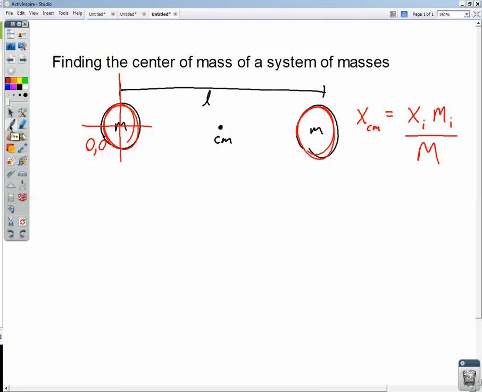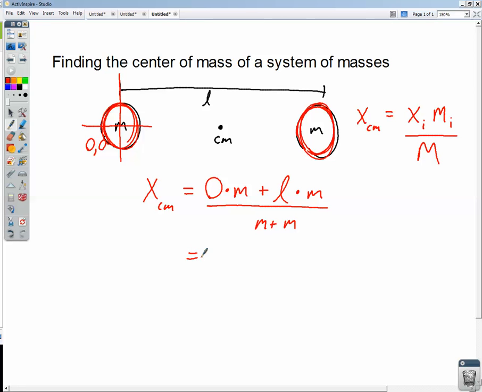So we're going to apply the equation. The x coordinate of the center of mass is equal to the first mass, that's this guy over here on the left-hand side. His mass is m, and his position is 0 meters away from the origin, plus this mass over here on the right-hand side. He is a distance L away from the origin, and his mass is also little m. We're going to divide by the total mass of the system, which is little m plus little m, which gives us 2m.